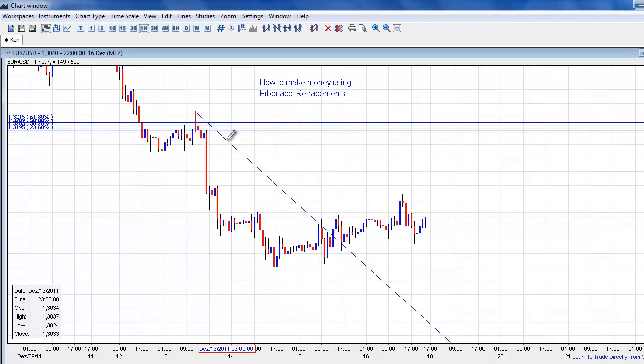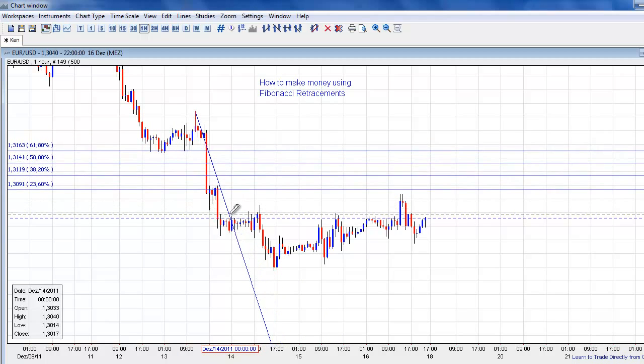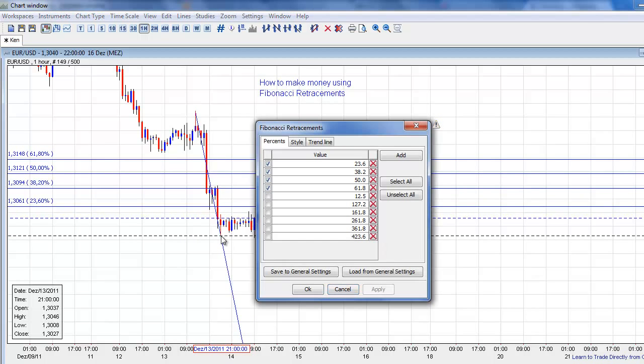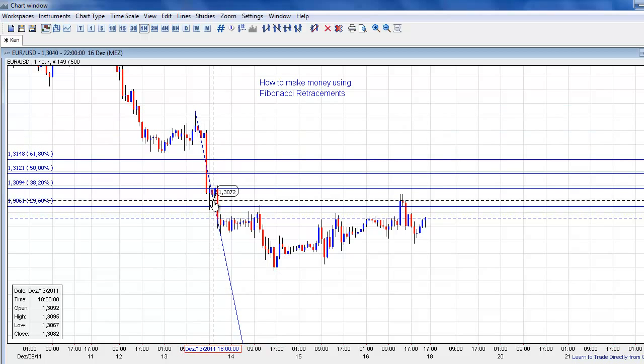I'm going to take the first point from a high, and then I'm going to drag it all the way down to a significant low point, where the market found a bottom and then retraced. The Fibonacci retracement levels that have been used for many years are the 23.6%, 38.2, 50.0, 61.8. Those are the specific levels. So I'm going to now click on OK. Then what you have is a retracement taken from a high point to a low point.